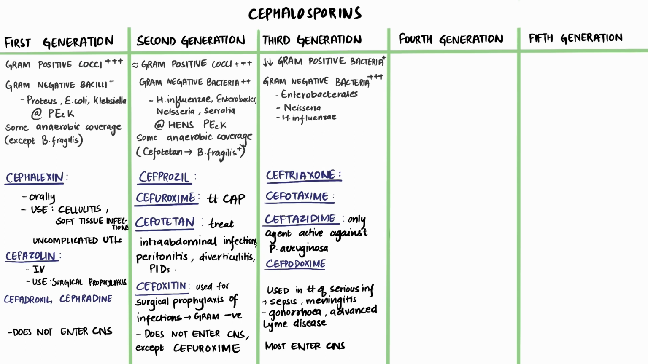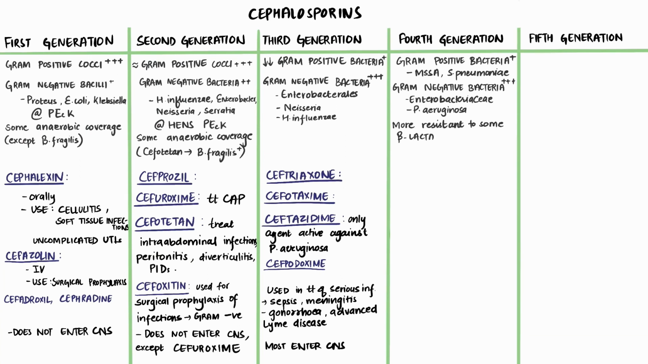Then moving on to fourth generation cephalosporins, they have an antimicrobial spectrum similar to third generation drugs. That is, they have weak gram-positive coverage, but good activity against MSSA and Streptococcus pneumoniae. They have greater gram-negative coverage and good activity against Enterobacteriaceae and Pseudomonas aeruginosa. They're also more resistant to some beta-lactamases. The drug that comes under fourth generation cephalosporins is cefepime. It is used in the treatment of intra-abdominal and urinary tract infections and also pneumonia.